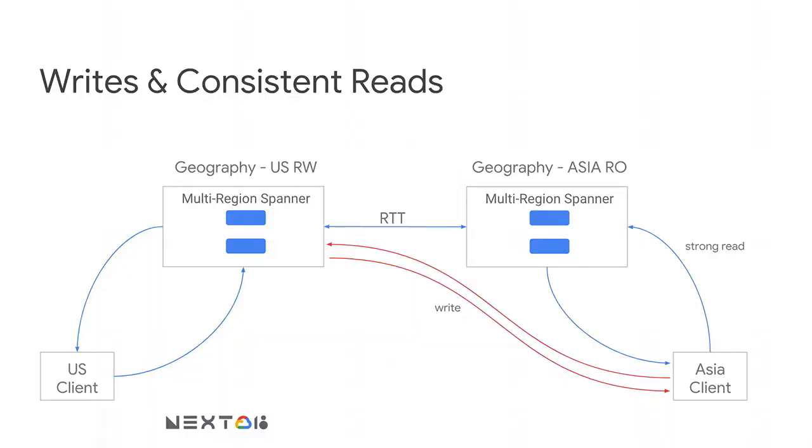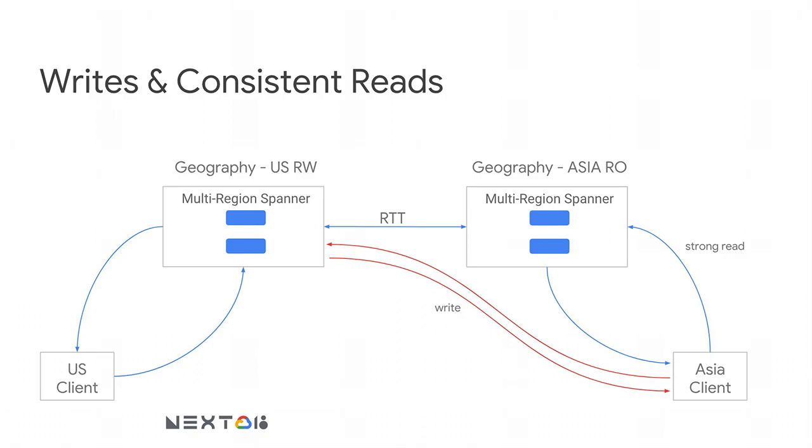In the case of writes and consistent reads, you see the blue line on the right is a strong read. If a client in Asia goes into the read-only copy in Asia and asks, hey, I want to have the data, what we incur is the round trip time to the read-write region to ask, hey, do we have the latest data? Then we get the response and we serve the data from Asia.